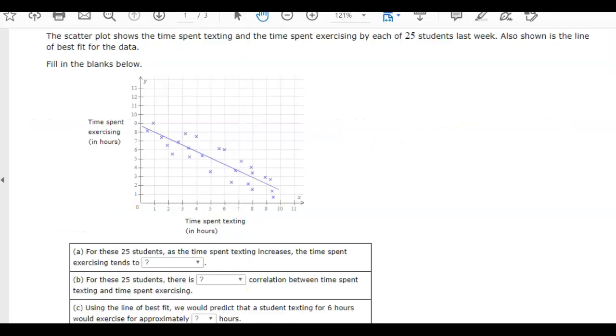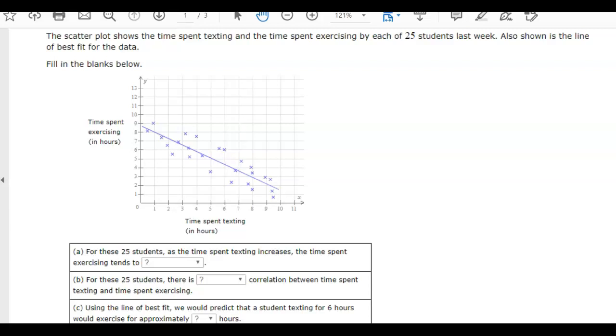All right, looking at problem number 2, the scatter plot shows the time spent texting and the time spent exercising by each of 25 students last week. Also shown is the line of best fit for the data, fill in the blanks.